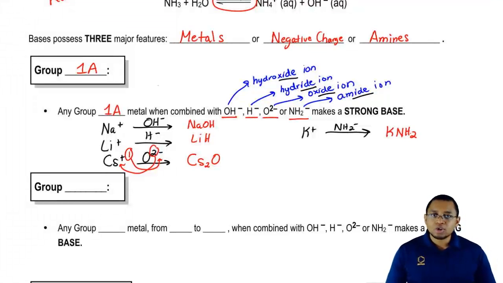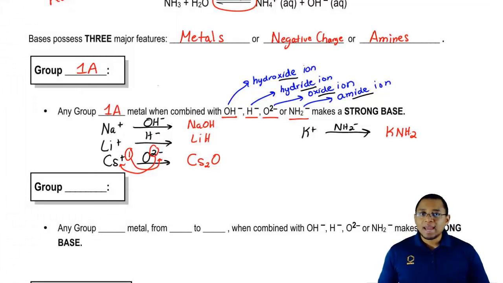Here we get sodium hydroxide, lithium hydride, cesium oxide, potassium amide. So again, any group 1A metal with one of those 4 ions will create a strong base. And strong bases don't require a nice chart in order to find pH or pOH.